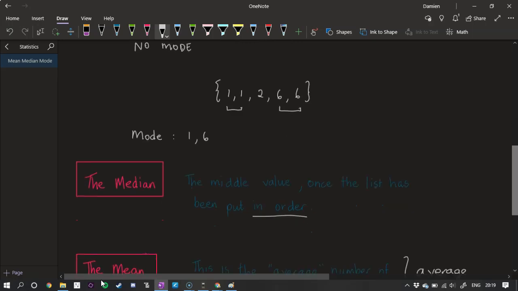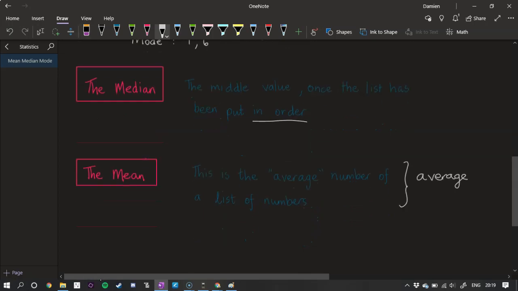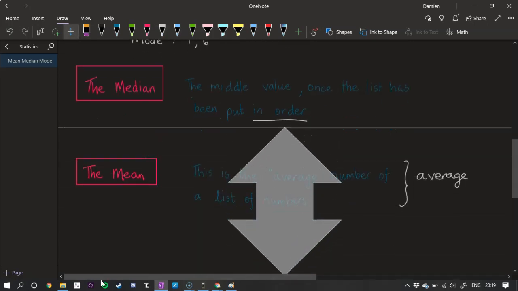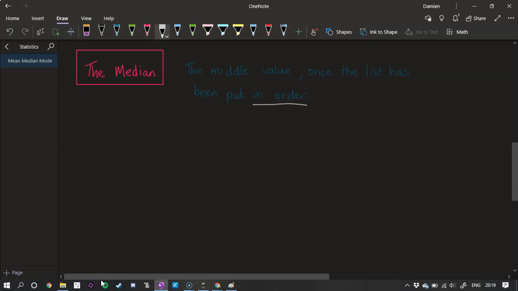However, in the next one, order is going to matter. And this is the median. So we'll make some space. So the median is the middle value once the list has been put in order. So let's take an example of a list that is already in order. So let's take this. So we've got 1, 2, 2, 3, 4, 5, and 6. And as you can see, this is in numerical order, starting at 1 and finishing up at 6. Now, if we look at this, what we're trying to do is find the middle value.